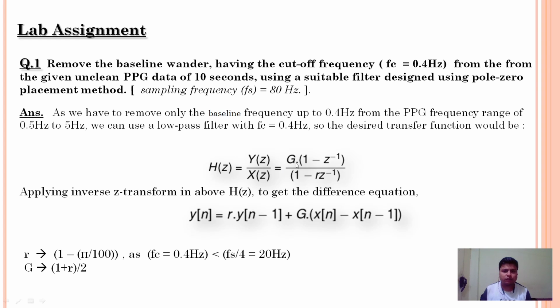where G is the gain of the filter as discussed previously, and all other values are mentioned here, which are calculated using the relation between cutoff frequency and sampling frequency. So applying the inverse Z transform to H of Z, we get the difference equation as follows. Now we will implement this difference equation on the Arduino platform to get the filter through which our noisy data will be passed to remove the baseline error.